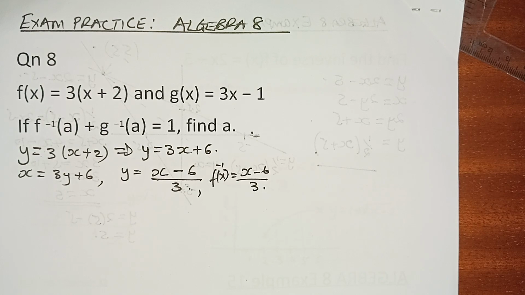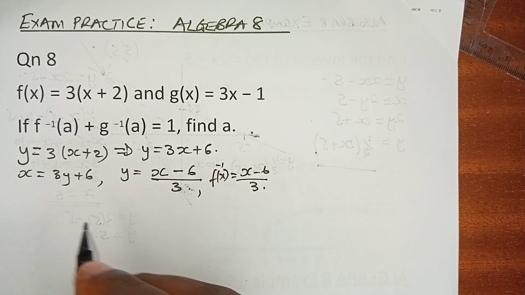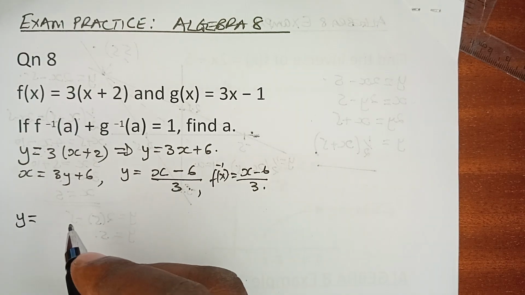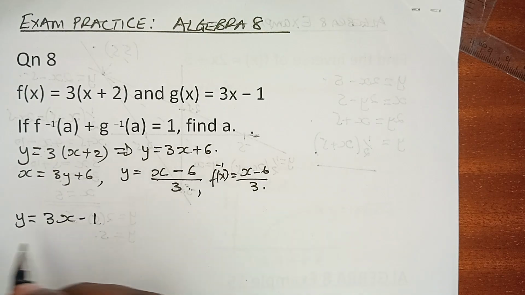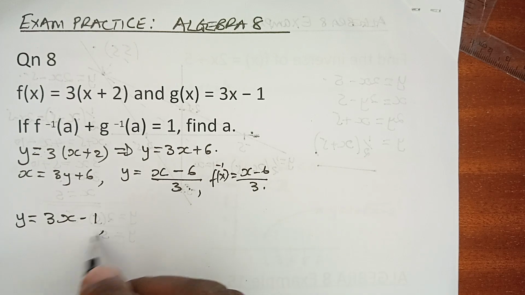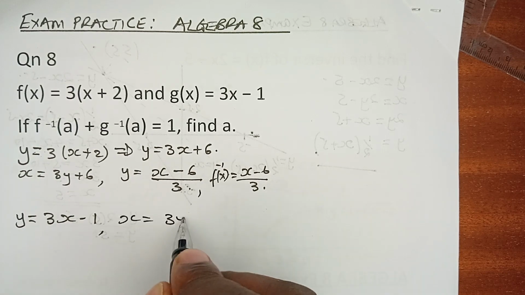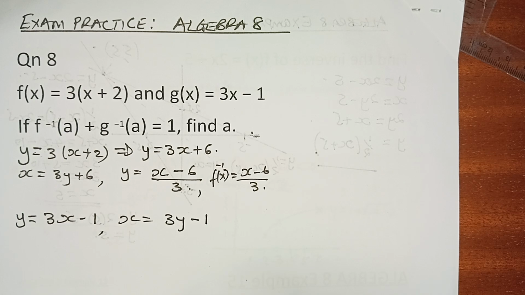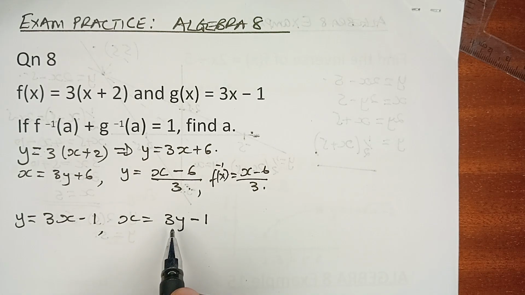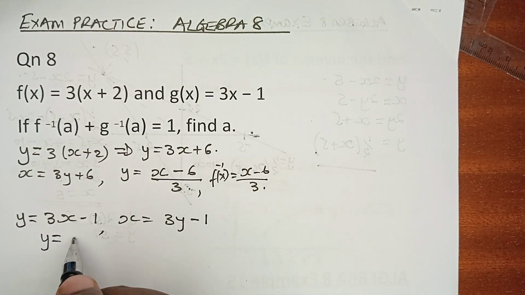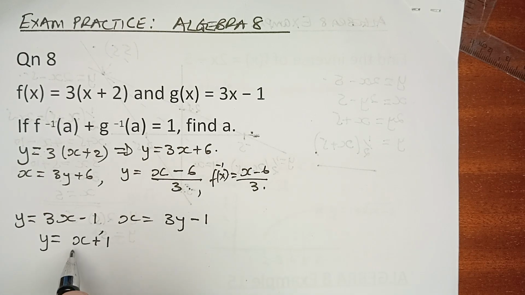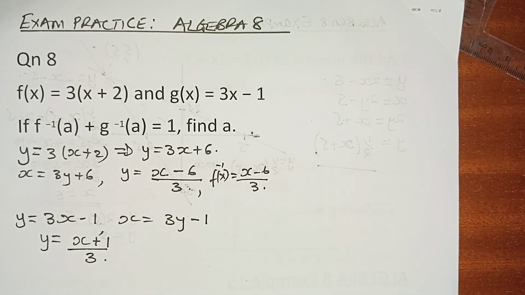That is the first one. The second is the inverse of g. Again, we rewrite it in terms of y: y = 3x - 1. We interchange x and y, then we have x = 3y - 1. Again, we make y the subject of the formula, and we can already see that y = (x + 1)/3.